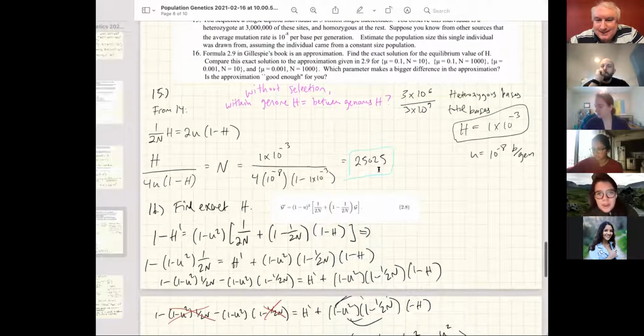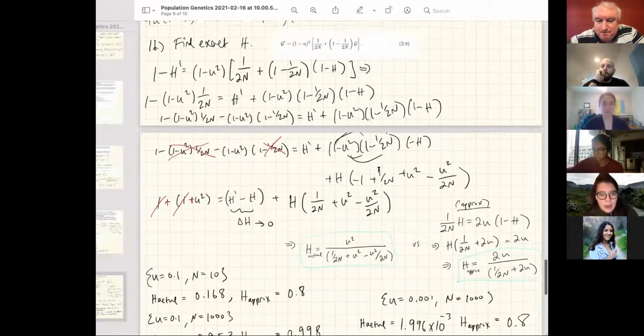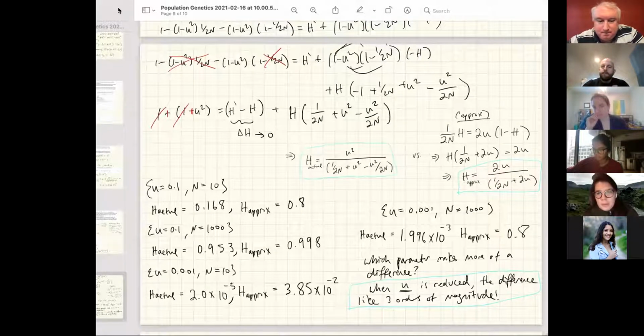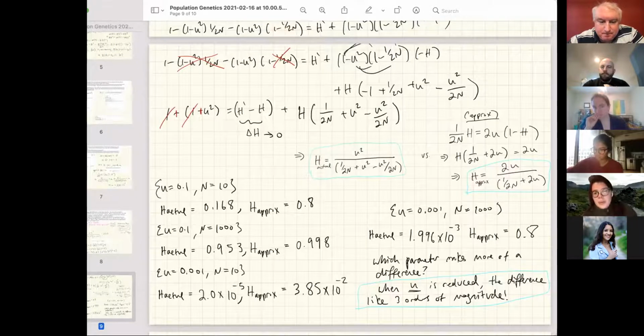Okay, so we go ahead and just plug in a bunch of values and see what happens. So I guess their argument was that this approximation is valid when the mutation rate is very small and the population size is very large. So I guess we're trying to see which one of those things matters more. So what I did, I just went ahead and plugged them in.